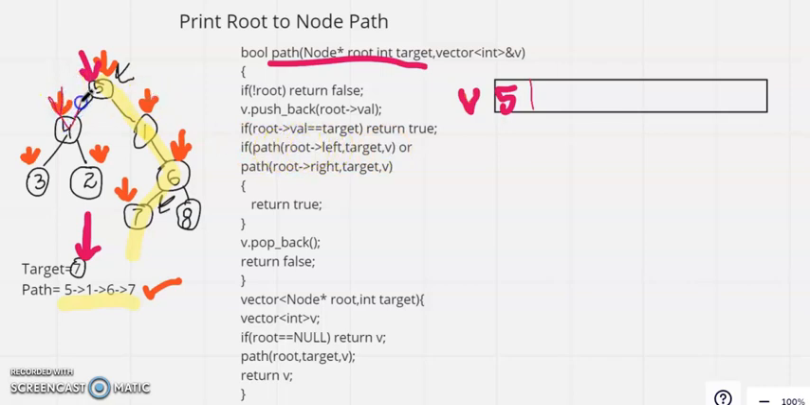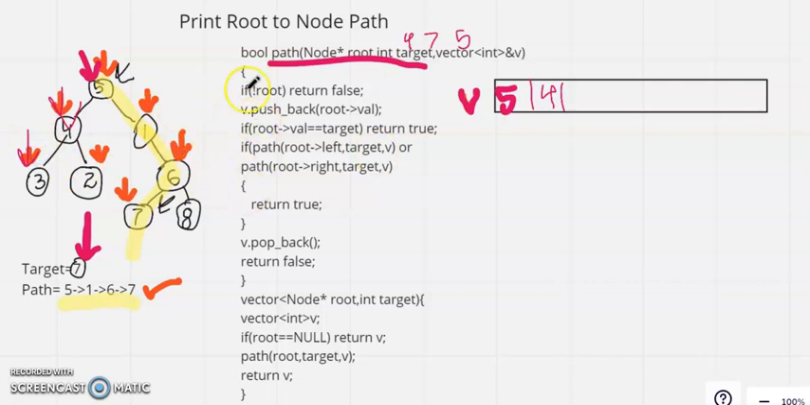Now we are here for 4. What will be passed into this function is 4, target is 7, and vector v containing 5. Does our root equal null? No, so it does not return false. Now we push back 4. Now if 4 is equal to target, no, then we move to the next point. Now if root's left, target, we move to the left of 4.